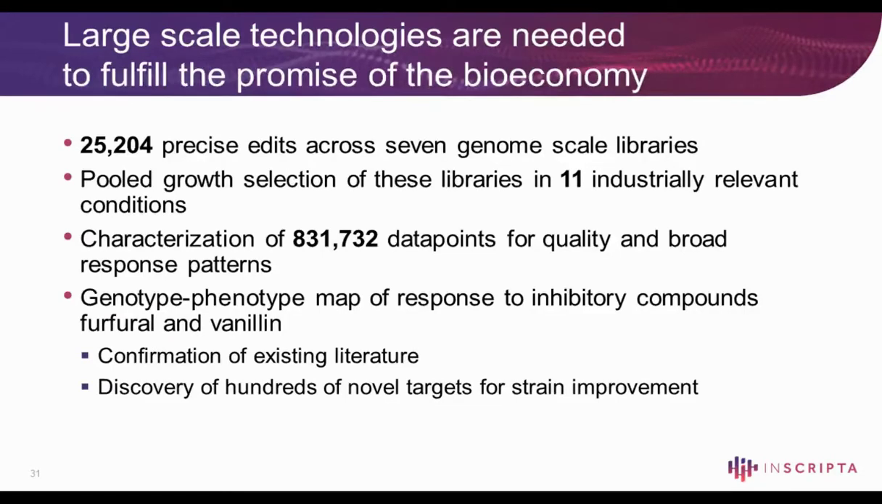So today I showed you data where we designed and generated more than 25,000 precise and trackable edits across 7 genome-scale libraries in a really easy and intuitive way. We performed growth selection of these libraries in 11 industrially relevant conditions. We characterized more than 800,000 data points for quality and broad response patterns. We performed genotype-phenotype maps of response to inhibitory compounds, furfural and vanillin. In this study, we confirmed existing literature as well as discovered hundreds of novel targets for strain improvement.